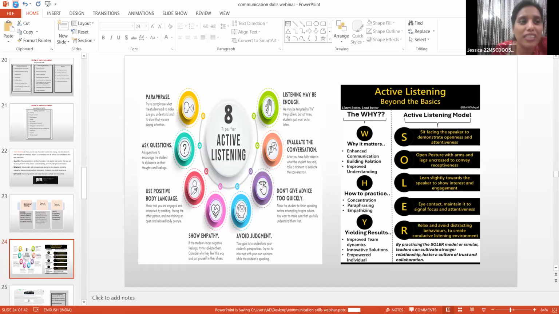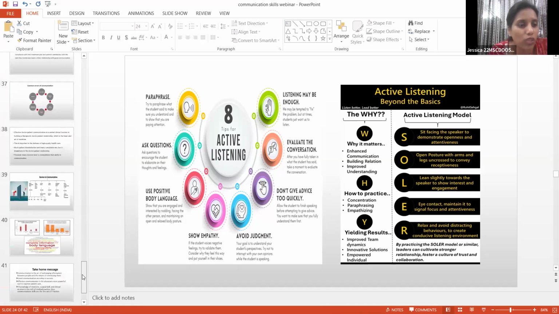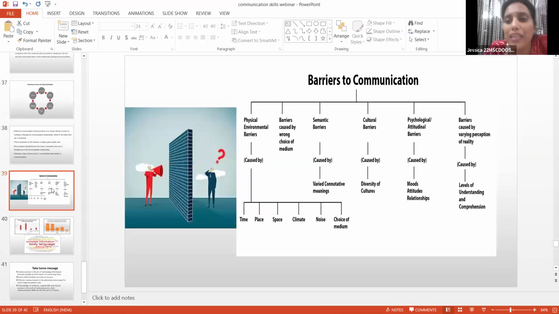Yes. So these are the important things which we need to understand in patient-doctor interaction. I think there are a few more slides, but I would go directly to the last slide about barriers to communication. Why are there barriers in communication? One is the physical barrier. Maybe you are not available, or the environment causes some physical barrier like time, place, space.